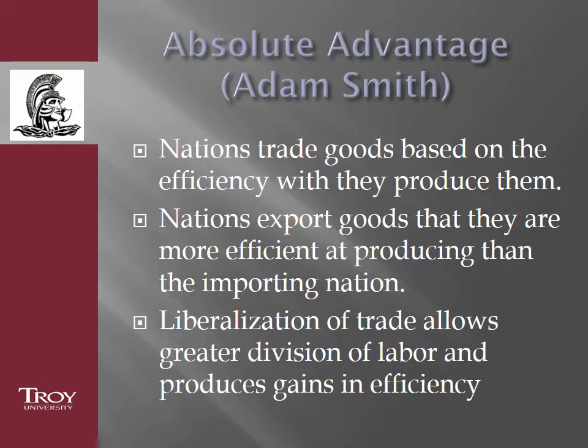Now, we start getting into other bases of trade that have to do with the functioning of the economy, and the first one is absolute advantage, and this is Adam Smith's idea. Nations here are going to trade goods based on the efficiency with which they produce them, so essentially we're all going to produce that which we're most efficient at doing. And so I'm going to export a good that, if I export to you, it's because I'm more efficient at producing the good than you are, and vice versa.